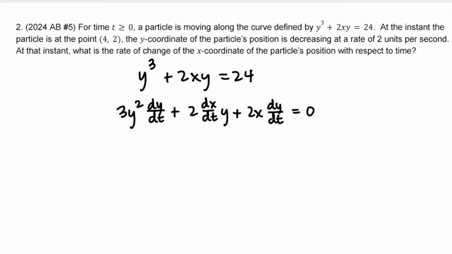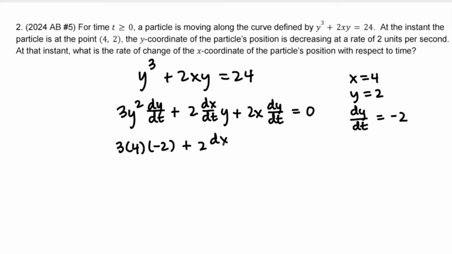Okay, then let's just write it all down off to the side: x equals 4, y equals 2, y coordinate is decreasing by 2, so dy/dt is negative 2. And then we're going to say, okay, 3y squared would be 3 times 4, dy/dt was negative 2. Plus 2 times dx/dt, which is what I hope to solve for, and y was 2. Okay, and then plus 2x would be 8, dy/dt was negative 2. That's all going to add together to equal 0.